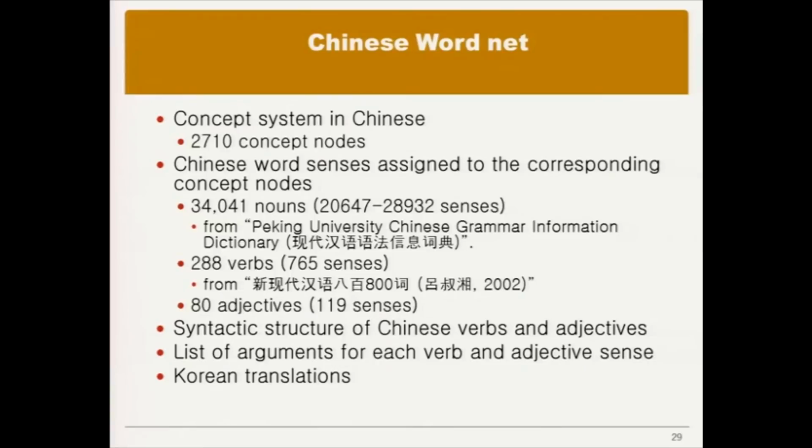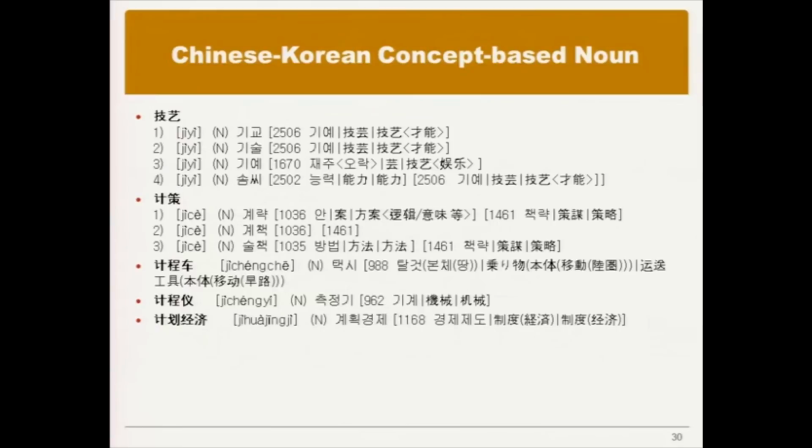And then for the verbs, we referenced this one. It is for high school students, for language teaching purposes, so it contains only basic vocabulary. We also developed our Chinese corresponding concept system by using this one. For example, this one has 4 different meanings and is mapped to 4 different concepts.